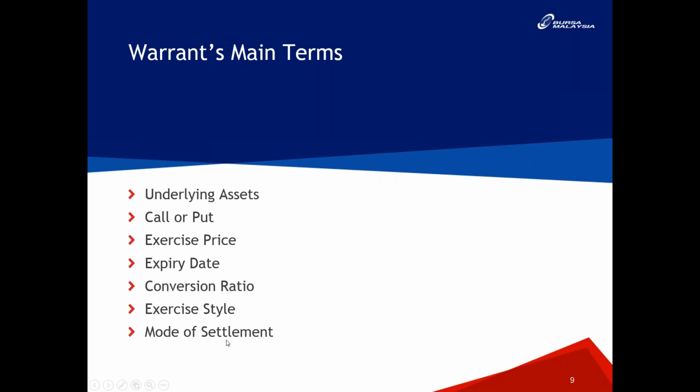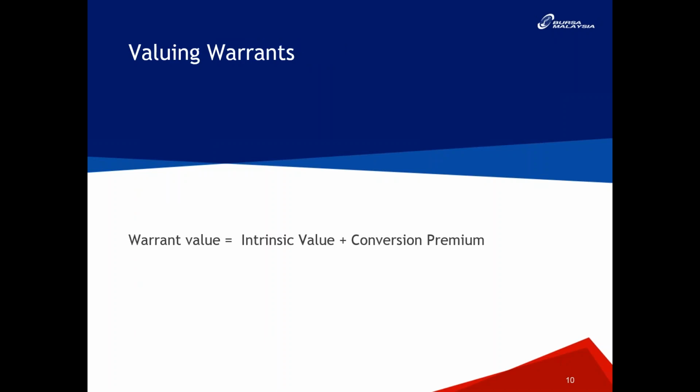And the last 2 items will be exercise style and mode of settlement. These 2 are not that important, but some people would like to know about them because they want to know whether they have any advantage in having, for example, American style. In my opinion, they're probably not so important. So these are the main terms in evaluating a warrant.